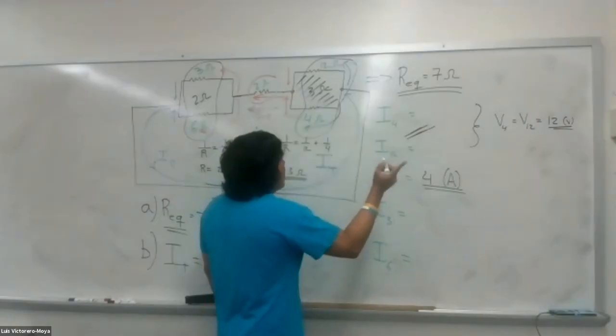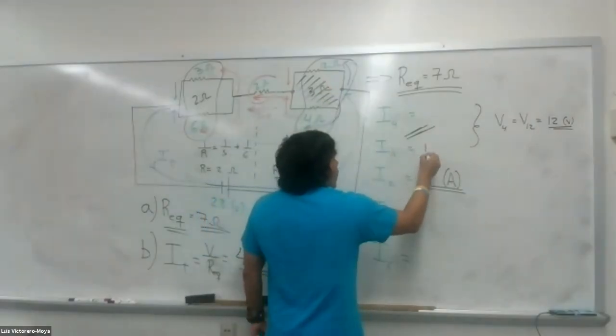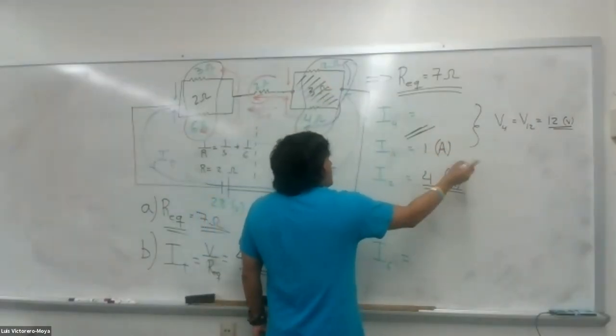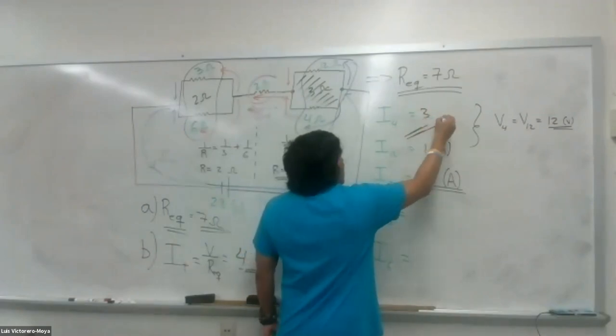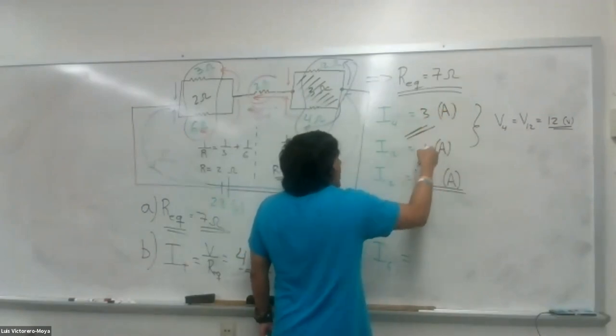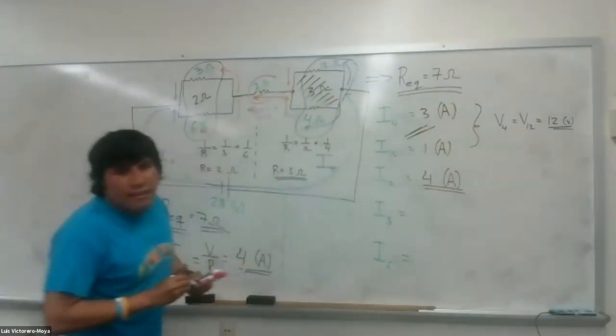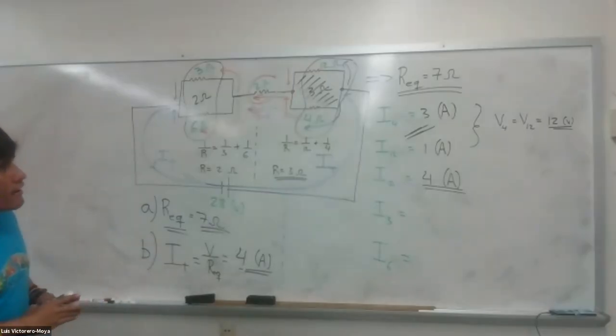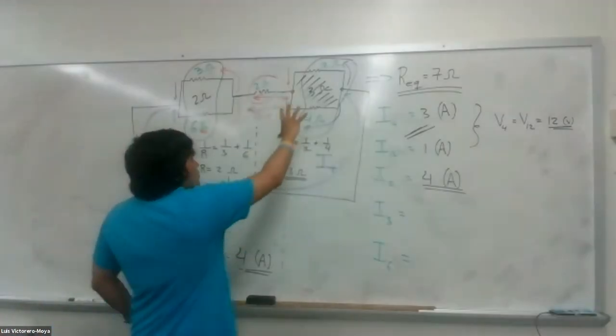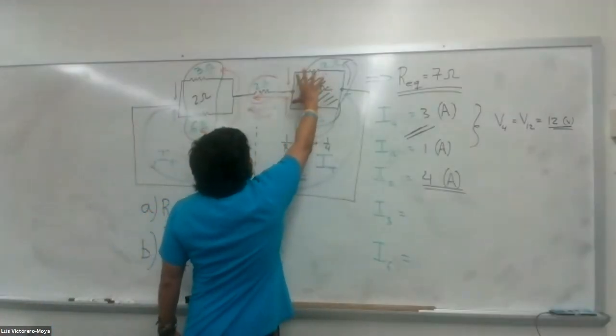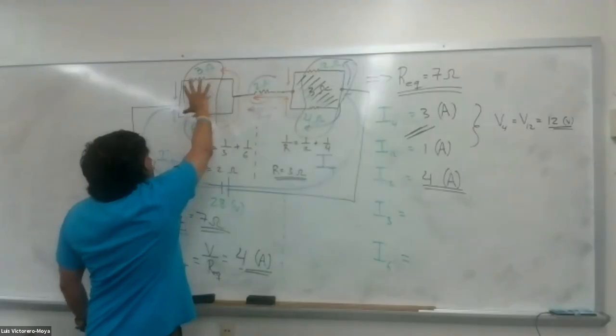So how much is 12 volts divided by 12? 1 ampere. How much is 12 volts divided by 4? 3 amperes. How much is 3 plus 1? 4 amperes. You see what I did there? I split the current using the potential drop. So I found the voltage on the loop. The same here, on this loop.